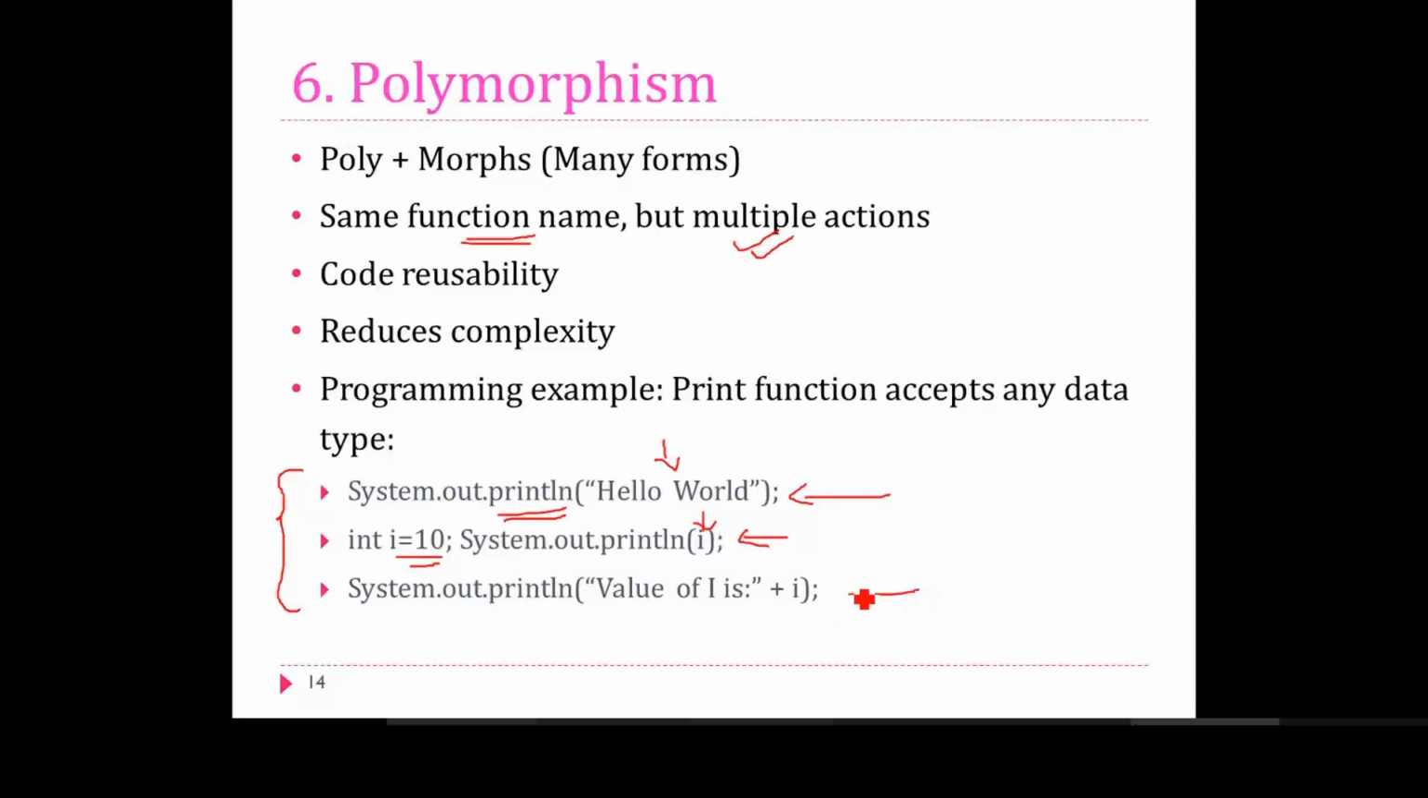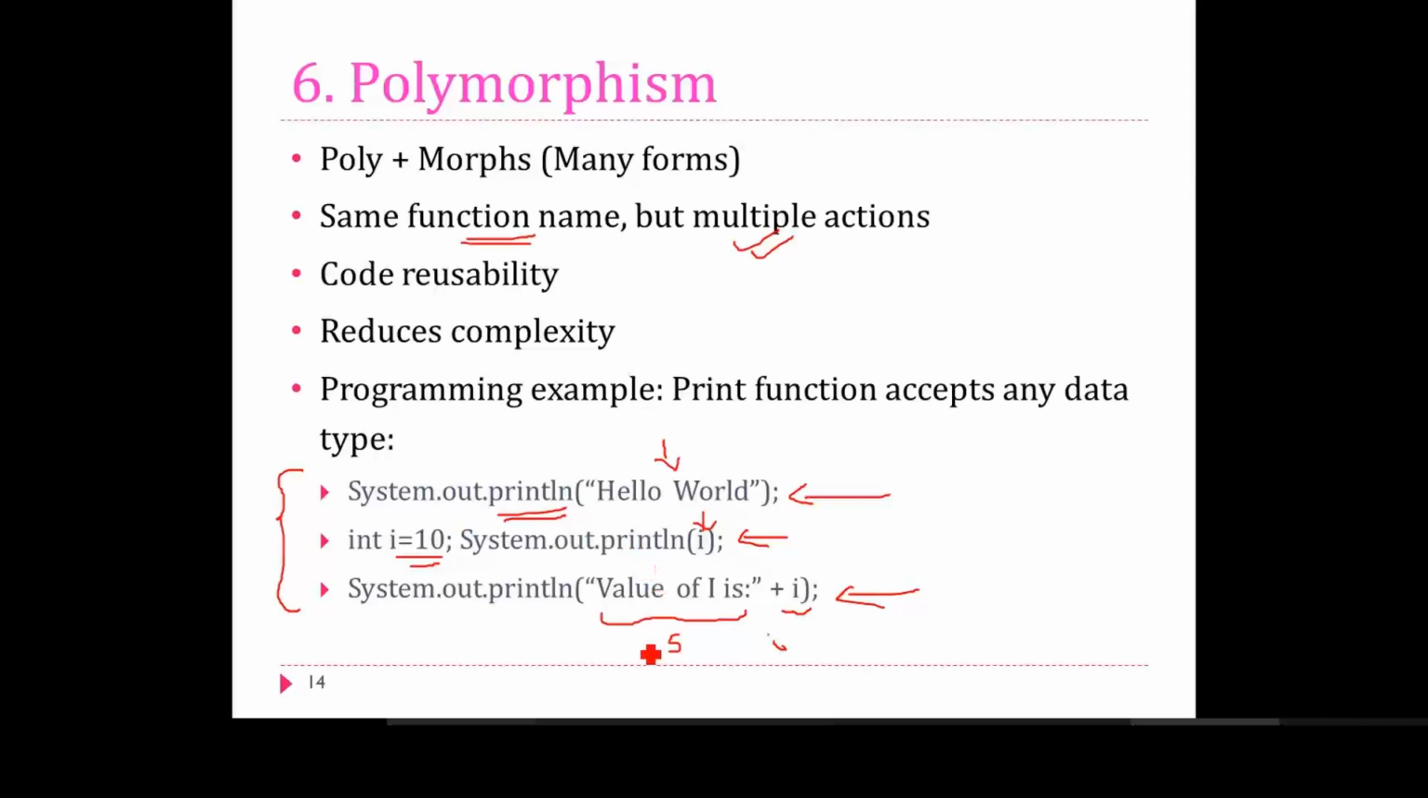In the third scenario, again the same function called println, where in the first part I'm giving a string, and then in the second part I'm giving an integer. So this is a combination. I can even pass a float variable. Any variable I can pass inside System.out.println.